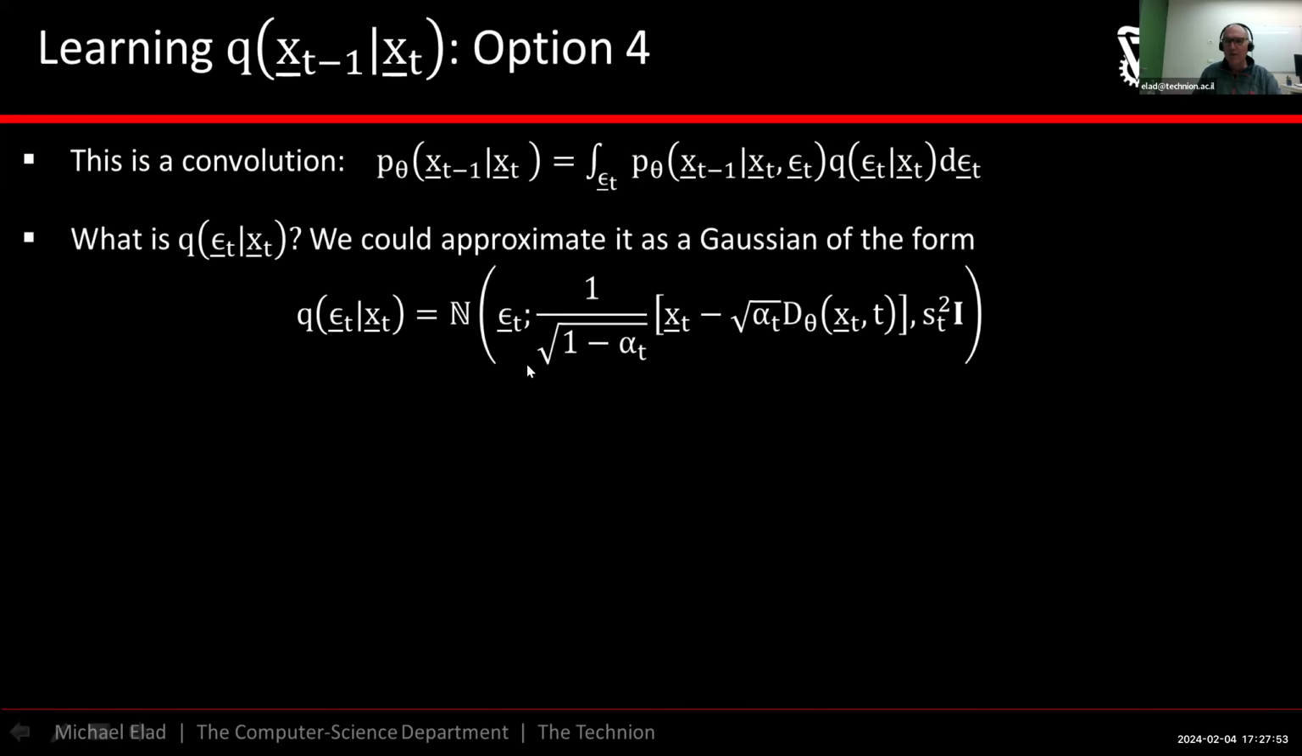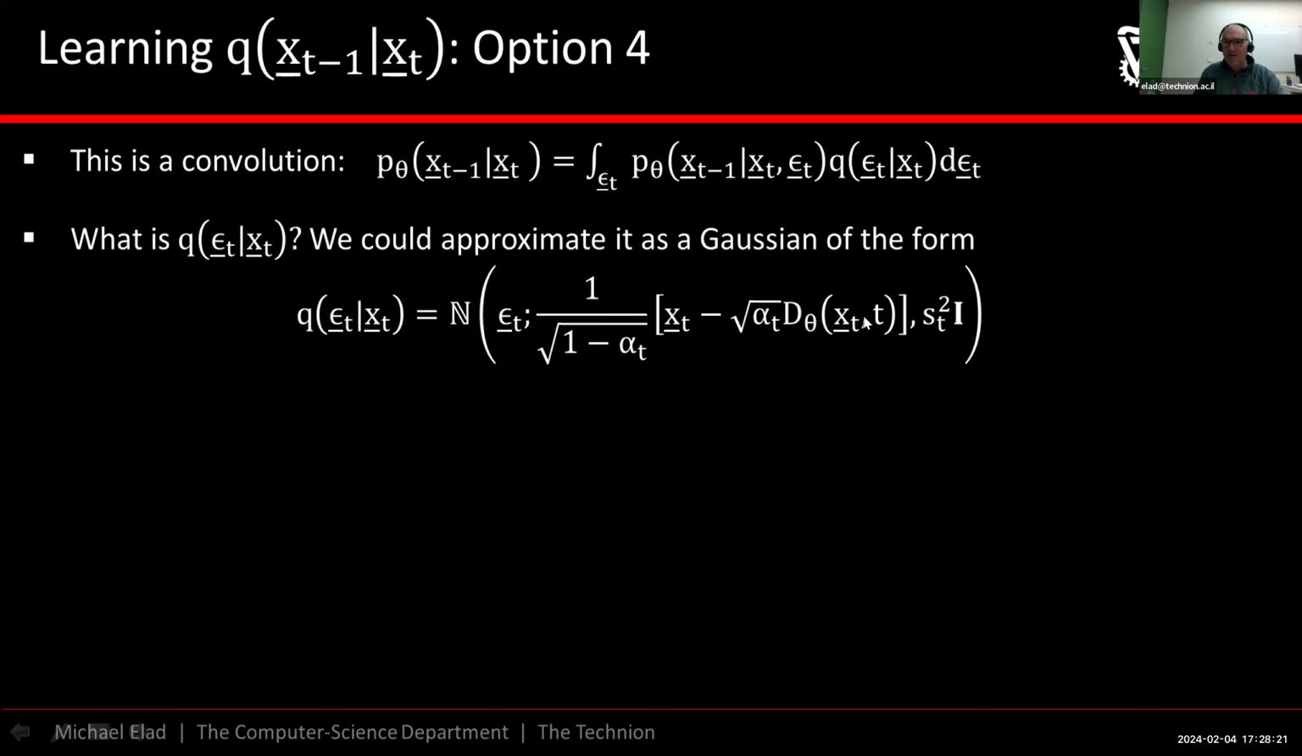So basically, I'm assuming that q of epsilon t given xt is centered at the denoiser output. I remind you, we have to migrate from the denoiser to epsilon. So this is the formula we have already seen. And I'll give it a scalar, and this scalar is something that I need to figure out. Maybe I can estimate it from the denoiser itself. This is basically the MSE of the denoiser. If the MSE were 0, then this would have been perfect.